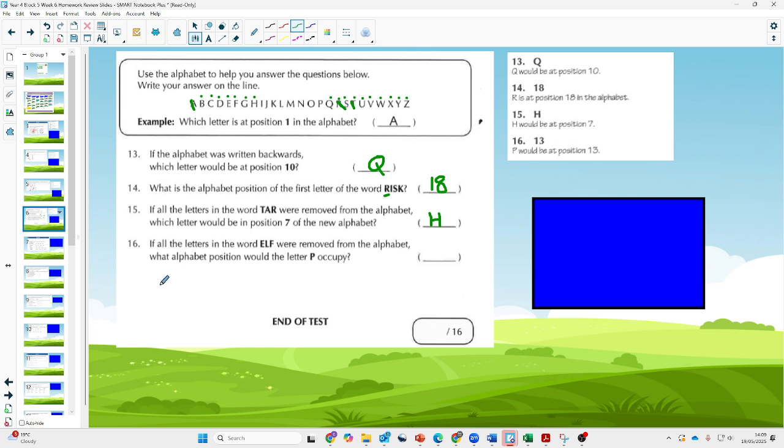Question 16. If all the letters in the word elf were removed from the alphabet, what alphabet position would the letter P occupy? So again, just going to rub that out. You can hopefully be doing this in pencil, so you can do the same. We're just going to rub out E, L and F, and look at what position the letter P occupies. So counting from the beginning again, 1, 2, 3, 4, 5, 6, 7, 8, 9, 10, 11, 12, 13. So position 13. Well done if you managed to get all of those correct. Put your mark in the box. You can also use the score chart at the back.